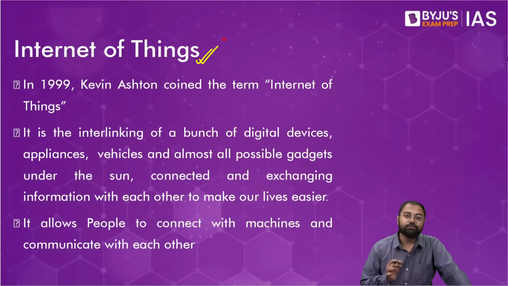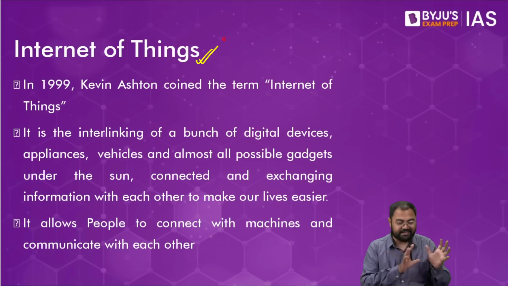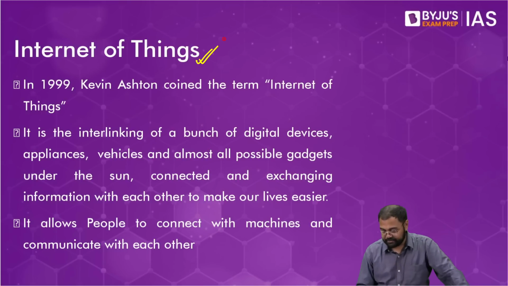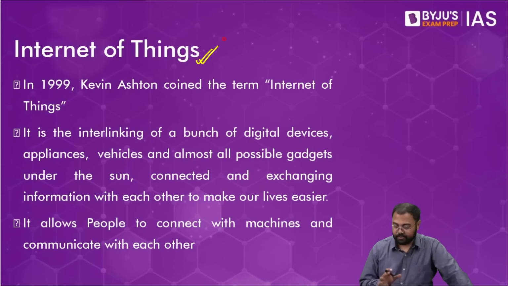Now, first and foremost, what do we mean by Internet of Things? So here you have two words, Internet of Things. When we say Internet, we are essentially talking about a network of things. What do we mean by things here? Things basically means different types of electronic devices. So when we connect different types of electronic devices, it will be called Internet of Things.